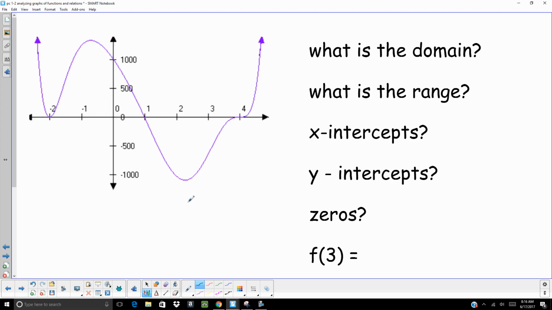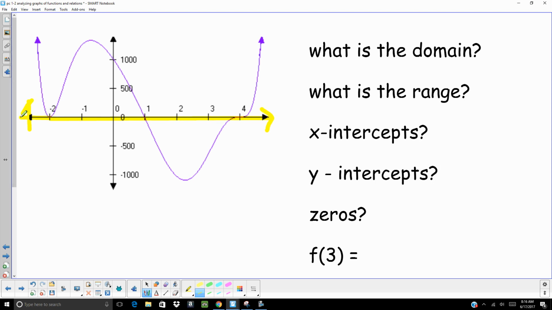On this one, we want to look at our domain. We're also going to look at the range, the x-intercepts, the y-intercepts, the zeros, and figure out f of 3. So we got a little bit more going on this one. So first thing, let's take a look at that domain. That's our x values. Well, I've got an arrow here. So that means that it's actually going on forever and ever.